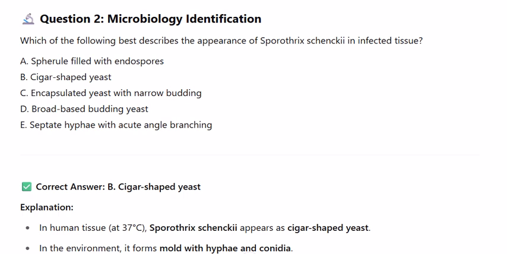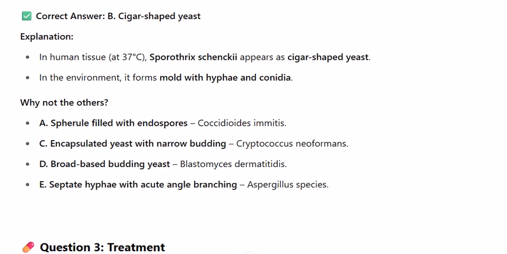Explanation: in human tissue at 37 degrees Celsius, Sporothrix schenckii appears as cigar-shaped yeast. In the environment, it forms mold with hyphae and conidia. Why not the others? A. Spherule filled with endospores, Coccidioides immitis. C. Encapsulated yeast with narrow budding, Cryptococcus neoformans. D. Broad-based budding yeast, Blastomyces dermatitidis. E. Septate hyphae with acute angle branching, Aspergillus species.